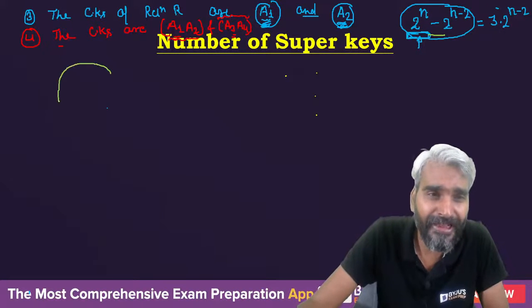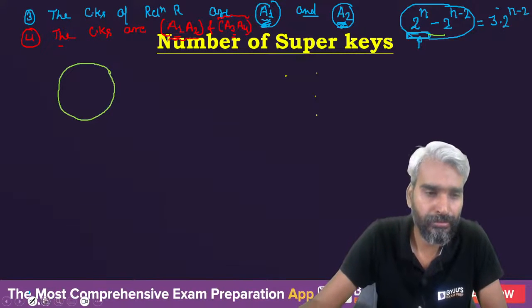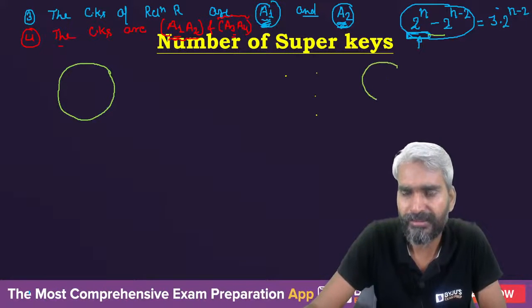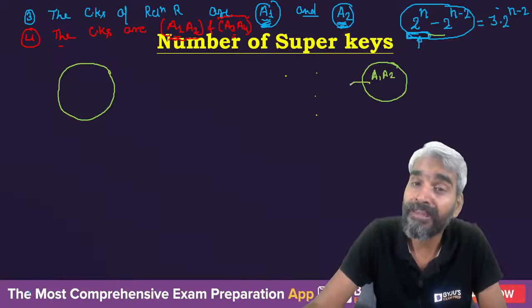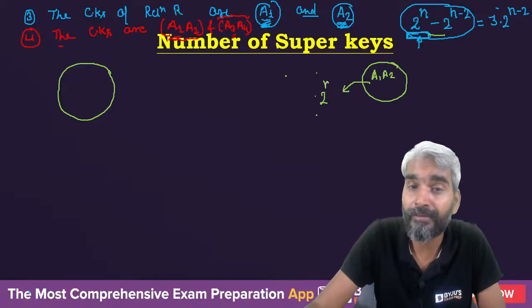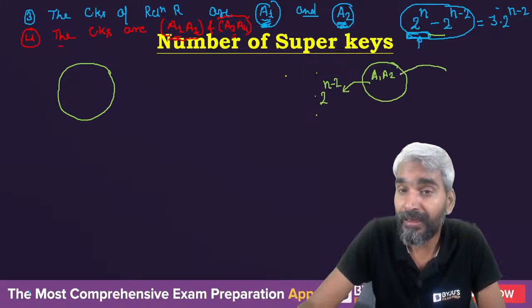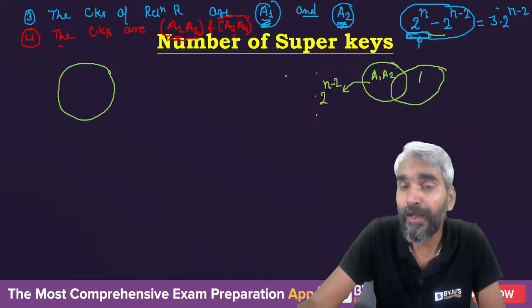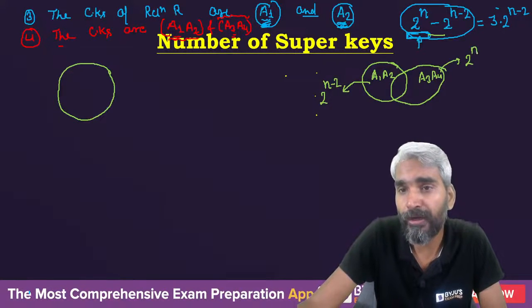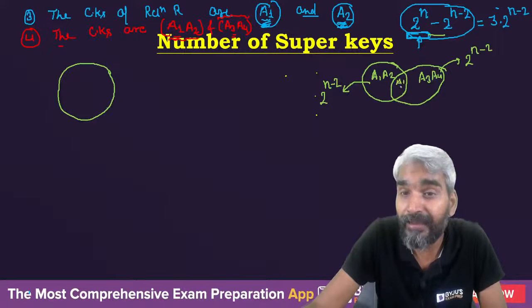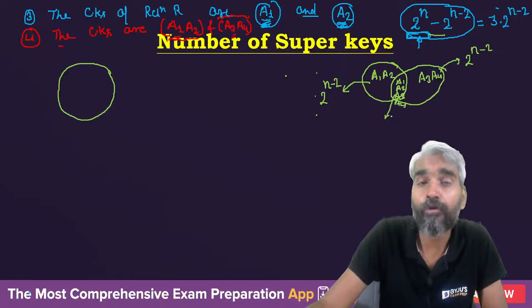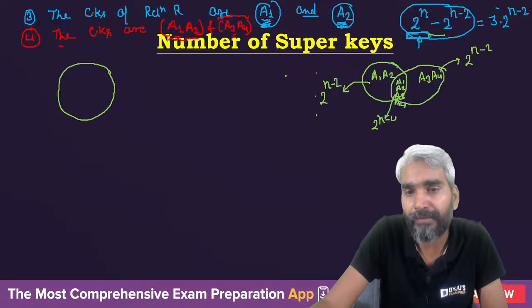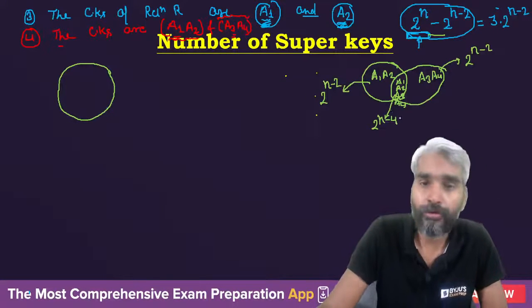So let's see, what will be the answer? Sir, how many super keys will there be? How many super keys will be there in which A1 and A2 are present? Both must be present. For the remaining n minus 2 elements, you will have 2 raised power n minus 2 choices. Now, how many super keys will be there in which A3 and A4 are present? A3 and A4 should be present. For the remaining n minus 2, you will have 2 raised power n minus 2 choices. Now, how many are there in which A1, A2, A3 and A4 all are present? So all 4 are present. For the remaining n minus 4, you will have 2 raised power n minus 4 choices.